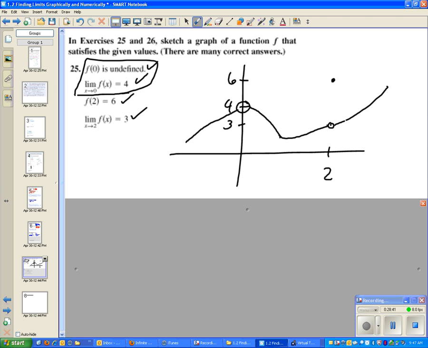And we've got it. That random dot up there isn't random. That's f of 2 equals 6. Because see, if the graph went up there to it, then the limit as x approaches 2 wouldn't be 3, it'd be 6.